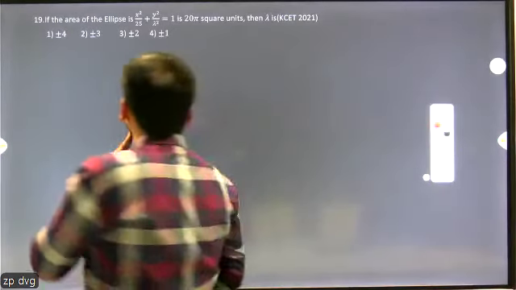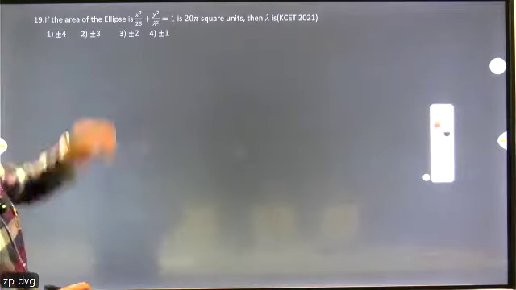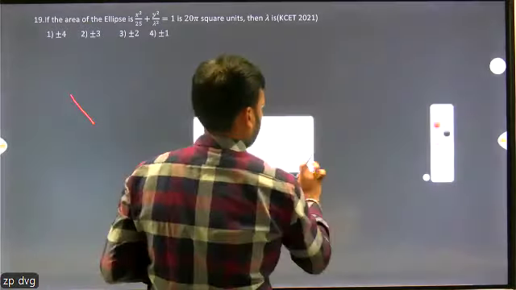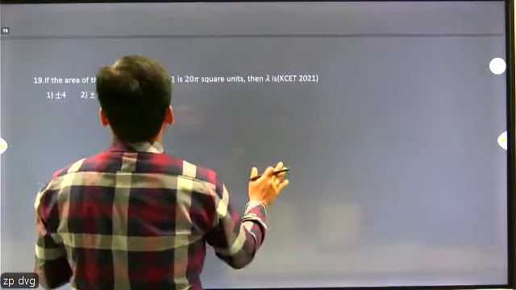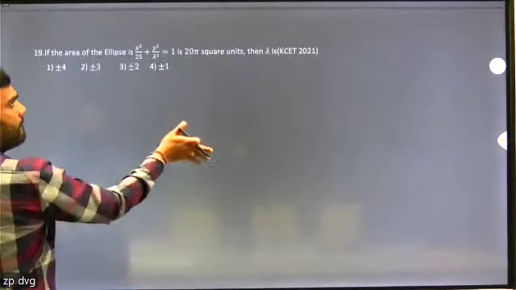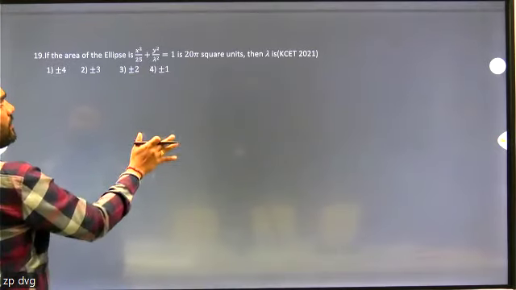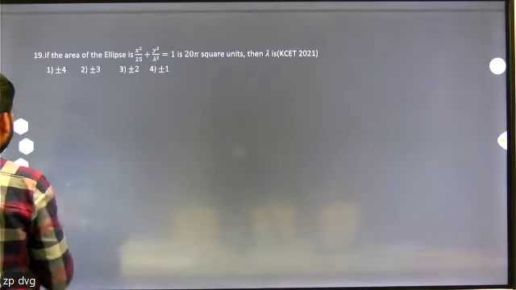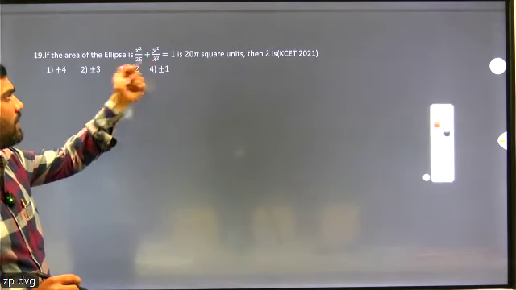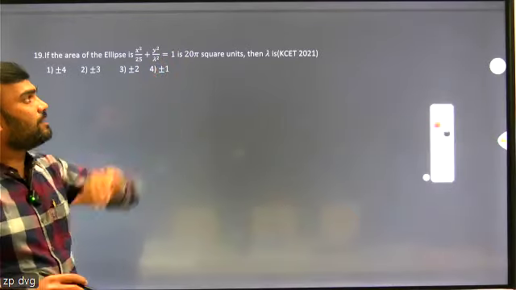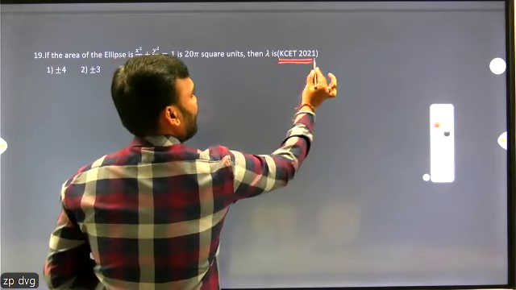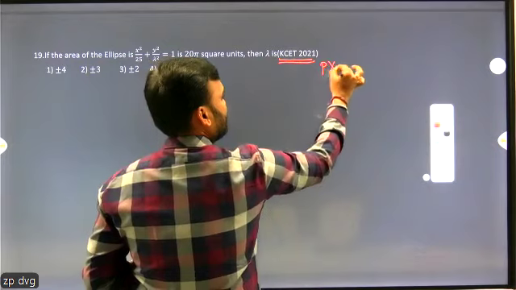Sir, the 19th one, what is that? If the area of the ellipse x square by 25 plus y square by pi square is equal to 1 is 20 pi square units, then find lambda. This was also asked in the 2021 previous year question.